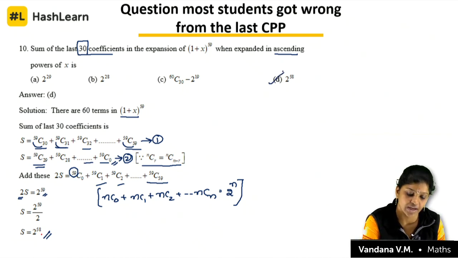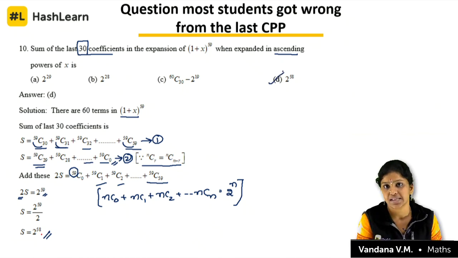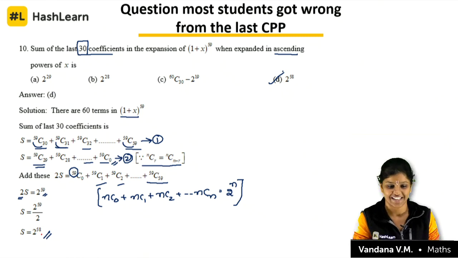So which option is correct? Option D is correct. Clear, children? Yes.